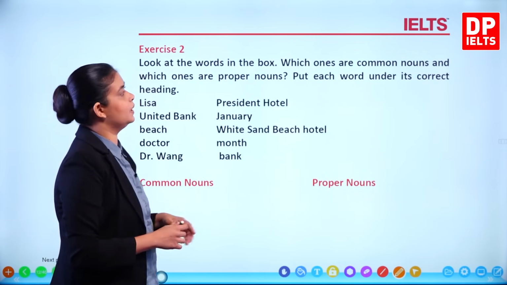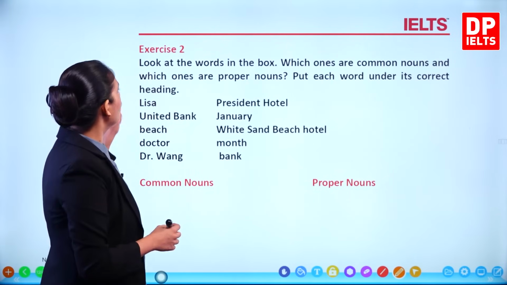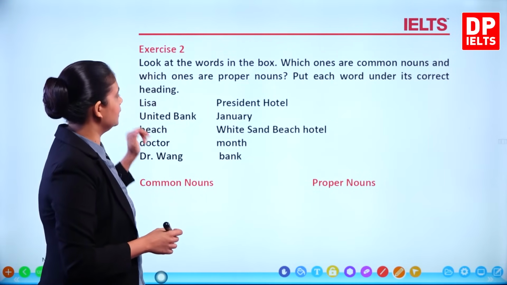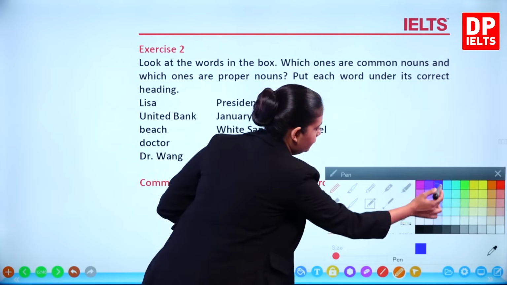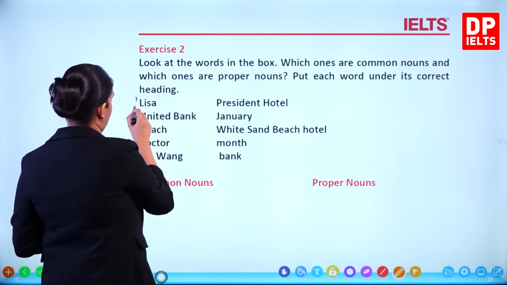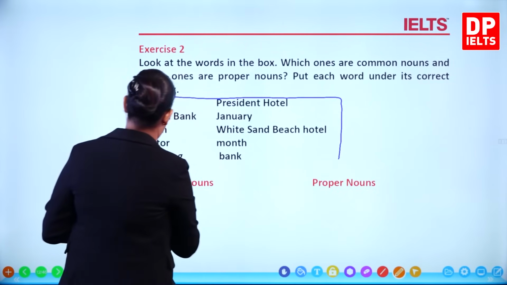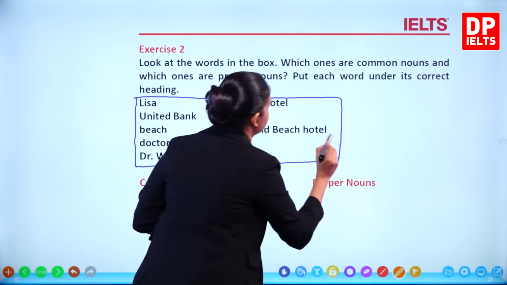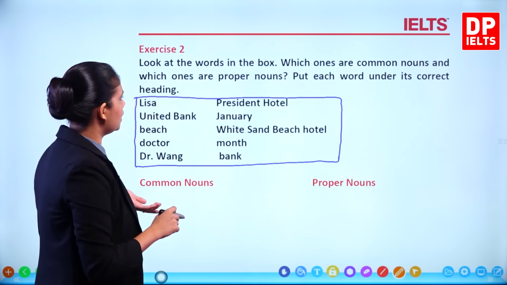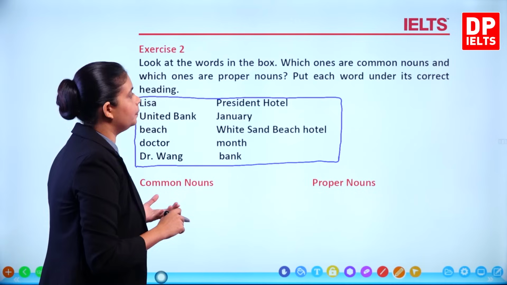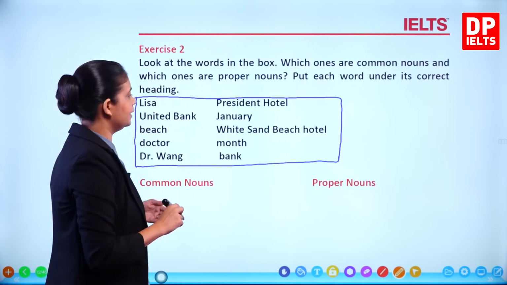ඊළඟ exercise එක බලමු. Let us have a look at exercise number 2. Look at the words in the box. I would rather say this is the box. Let me just draw it up for you here. So these are the words and I'm just going to draw up the box for you. Right? Which ones are the common nouns and which ones are the proper nouns? Put each word under its correct heading.